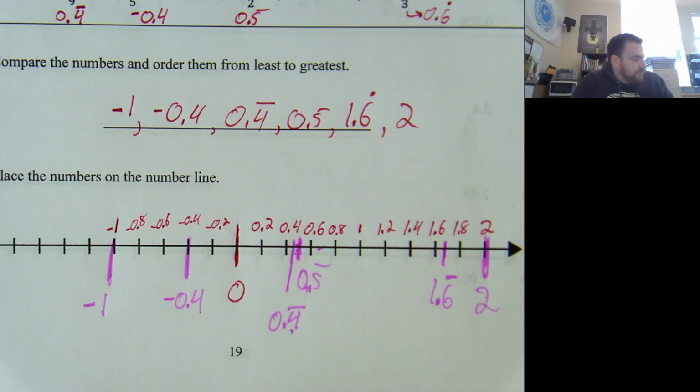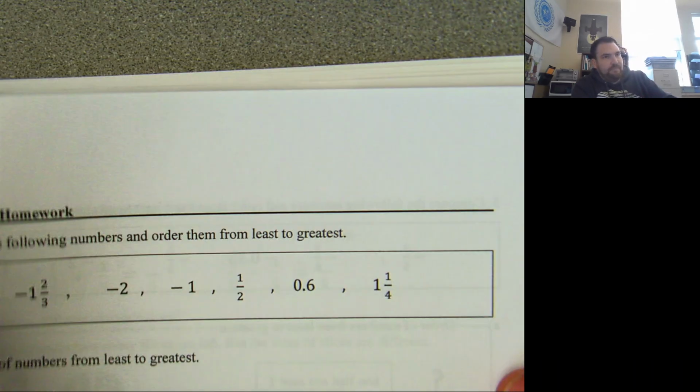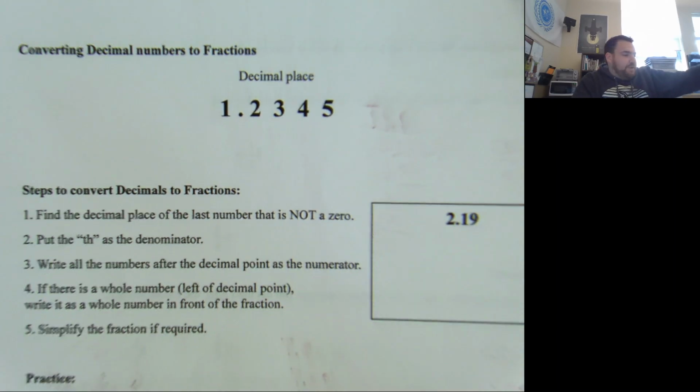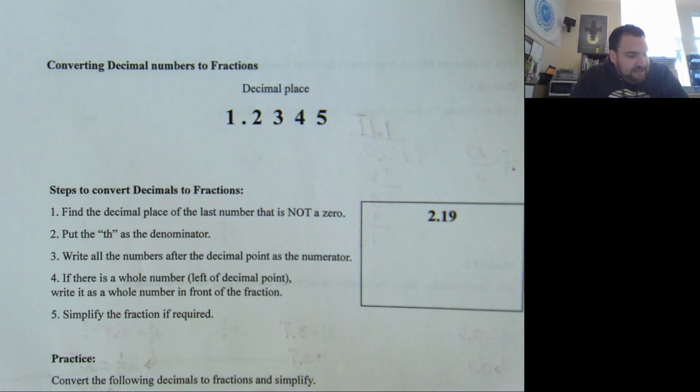Coming up with a scale that works for your number line is going to be important for you to be able to do. Okay, one more thing and then we're done. Converting decimals to fractions is going to be useful as well. Sometimes we want to put things into fractions. How do we do it?